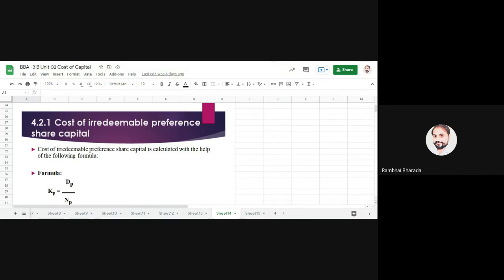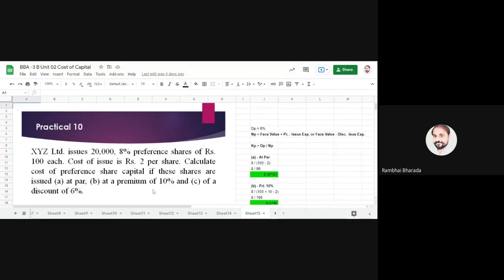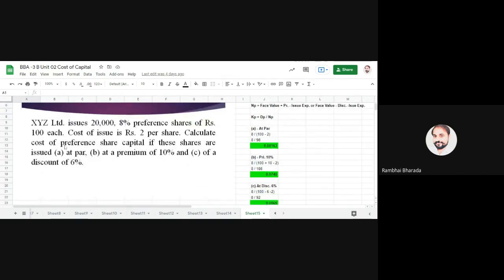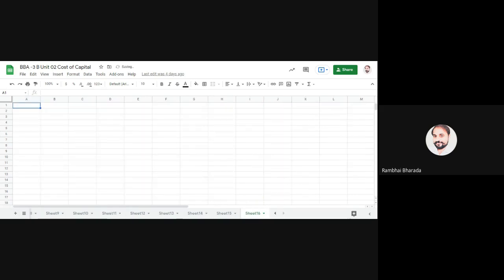Except the redeemable preference shares, for all other types of preferences, this formula is applicable, and we have already done the first practical question with the help of this formula, including three different parameters: at par, at a premium, and at a discount. Now, open your book and write down the next title. The next title is all about cost of redeemable preferences.